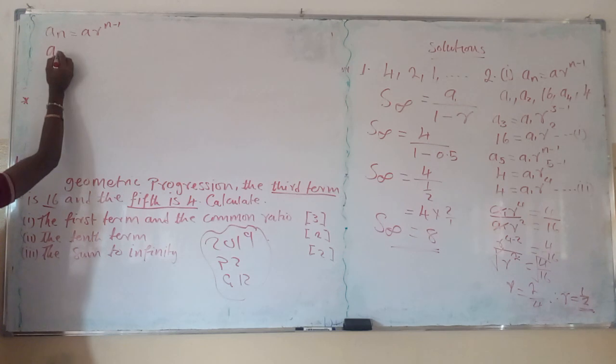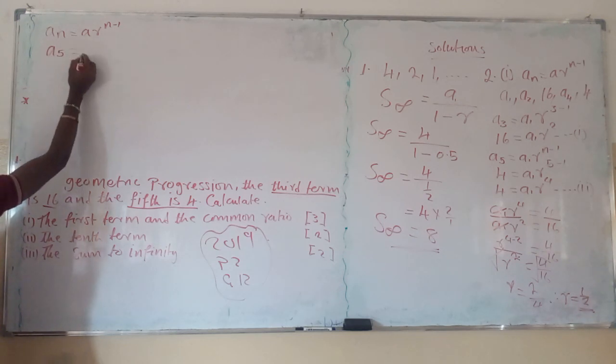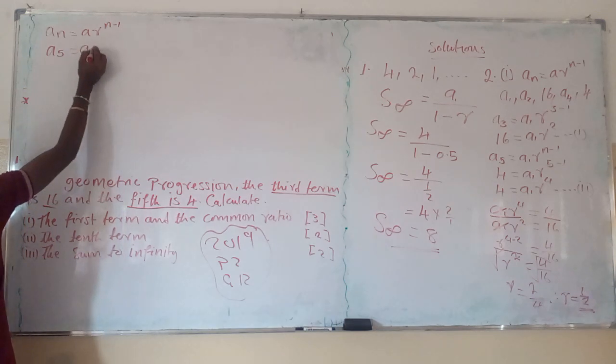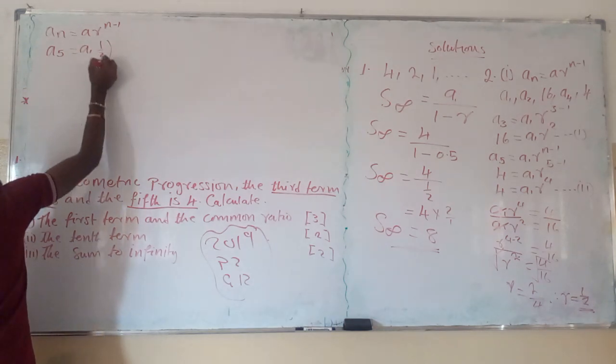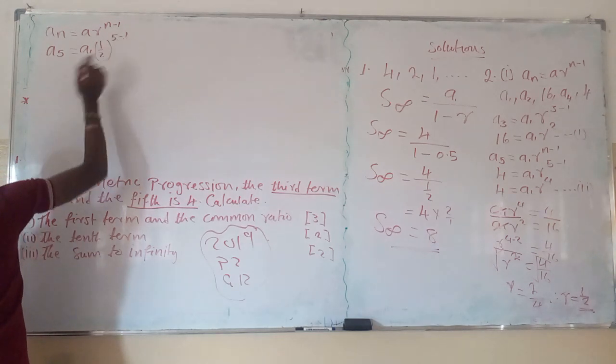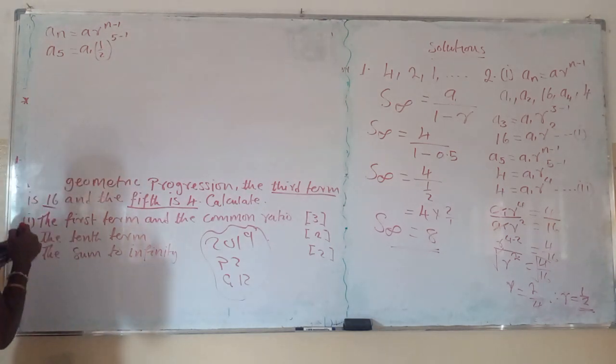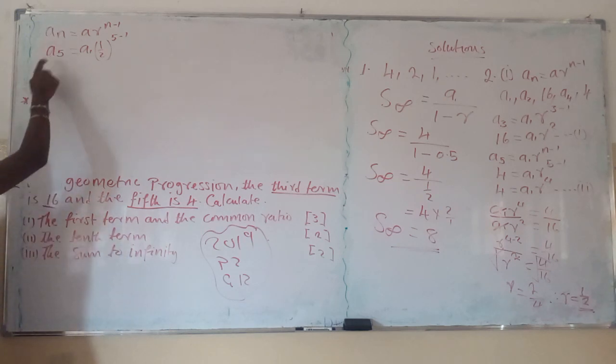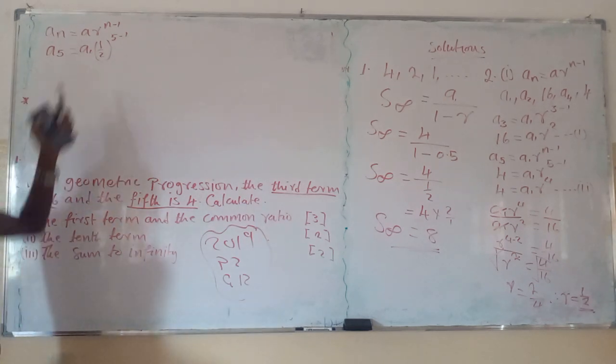So we are going to use the fifth term. I know the fifth term, first term I don't know, common ratio is 1 over 2. Then I have 5 minus 1, because I know the fifth term, so I'm going to use the fifth term to find the first term.